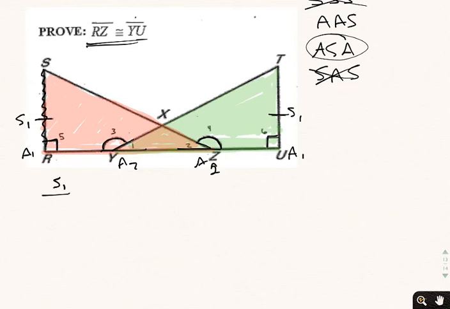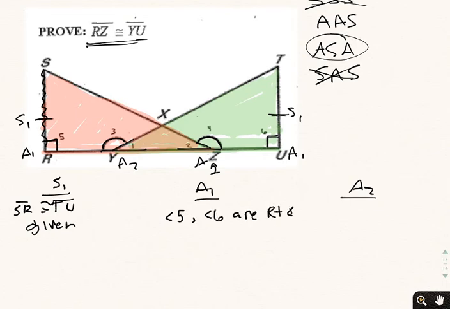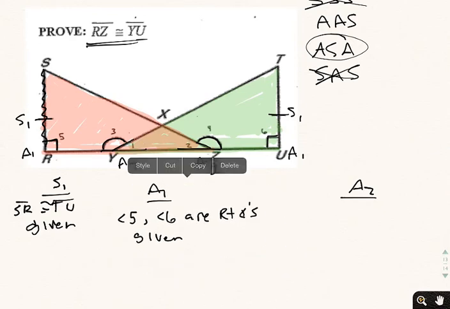So let's do this. We have side 1, let's say angle 1 and angle 2. Okay, so side 1 is going to be the easy one. We have SR congruent to TU because that's given to us. Fair enough. Angle 1, which is my right angles, is going to be a little bit different. It's not direct because we have to make sure we're maintaining the chain of logic. I do have that angle 5 and angle 6 are right angles, and we can justify that because it's given to us. Because it's marked in the diagram, it is considered a given.